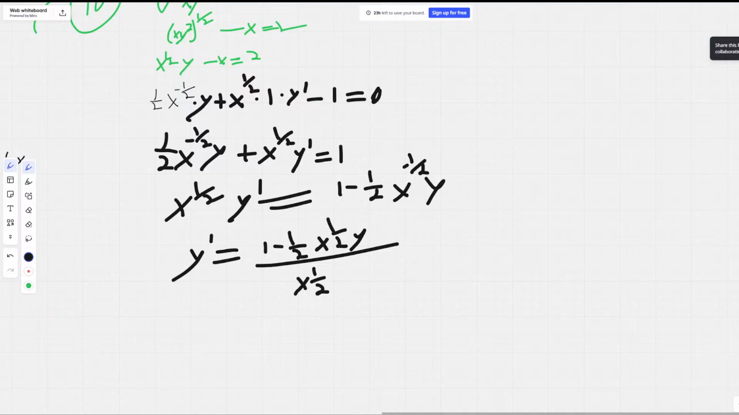Okie dokie, now to write the answer on my handy dandy homework. That does not have the same ring to it, I'd say. Y prime equals 1 minus half xy over x^1/2. Perfect.